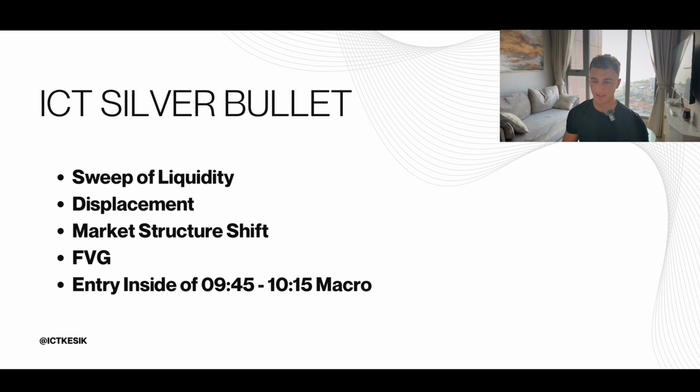The displacement has to be a clear candle drop and closure. It can't be a shallow wick below. We want to see an actual clear displacement. ICT has a perfect analogy when he talks about displacement, and he says, when an elephant jumps into a pool, all of the water displaces out of that pool. So try to imagine that whenever you're looking for displacement on the charts.